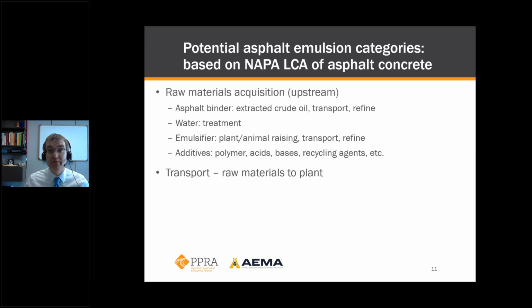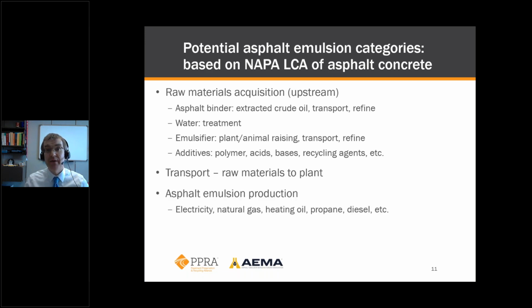So we have all of our raw materials. They have to get taken out of the ground. They have to get taken to some sort of facility. They have to be processed. We then need to take those processed materials and take them to an asphalt emulsion manufacturing facility. So that's the transport of the raw materials to the plant. And then we need to make the asphalt emulsion. So this includes what is the electricity usage, how much natural gas is used, what kind of heating oil is used. Are you on a propane system, a diesel system? All these types of things need to be taken into consideration.